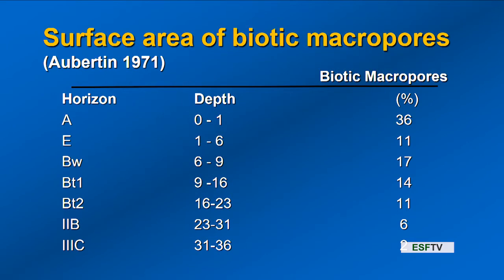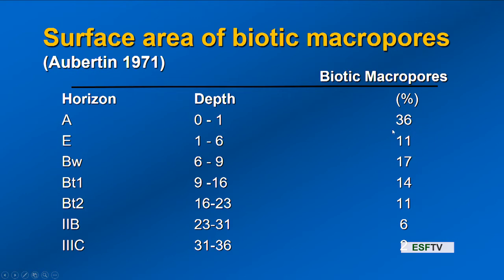So here are some numbers for the horizon and the surface area of these so-called biotic macropores or megapores. For the horizon, they have an A, E, BW, and so forth. We go down in depths, 0 to 1 centimeters. So you're familiar with this expression of how we measure depth. Think about soil profiles, and we have 0 to 1, 1 to 6, and 6 to 9. So that should be perfectly familiar to you. And then the percent of biotic macropores shows a precipitous decrease with depth.